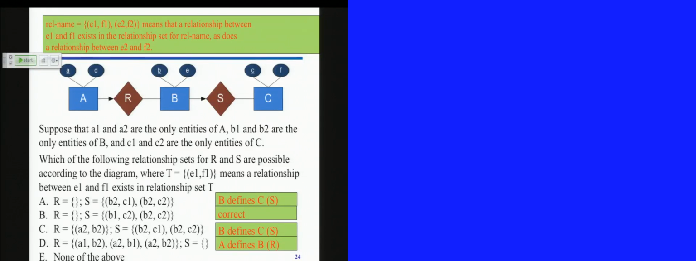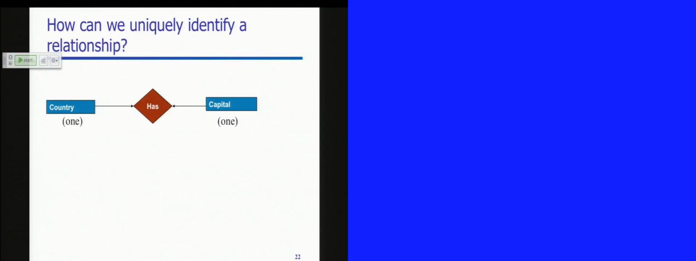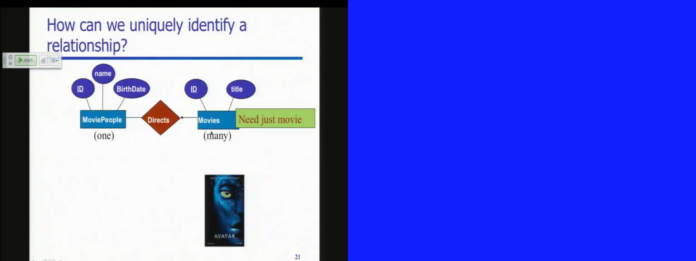Any other questions? One thing to note is that this arrow means that each object in A could at most have one value in B. It doesn't say that it has to participate. So currently what we have here says that each movie can at most have one director. It's not saying that it should have a director. It's saying as long as it has a director, it needs to be only one.